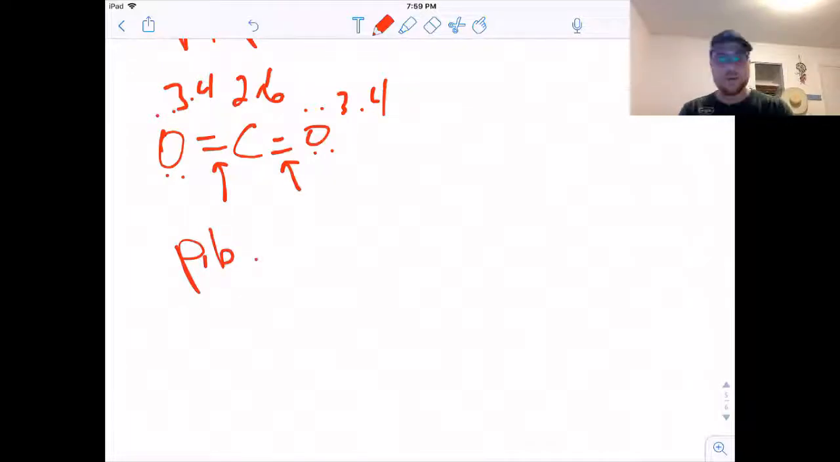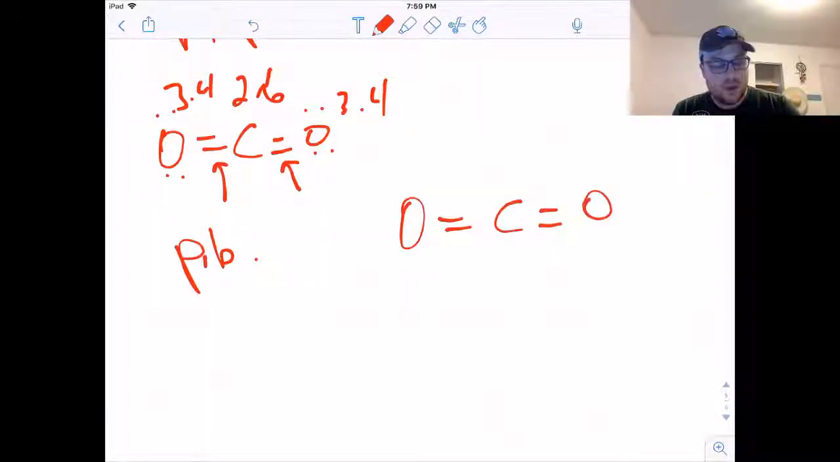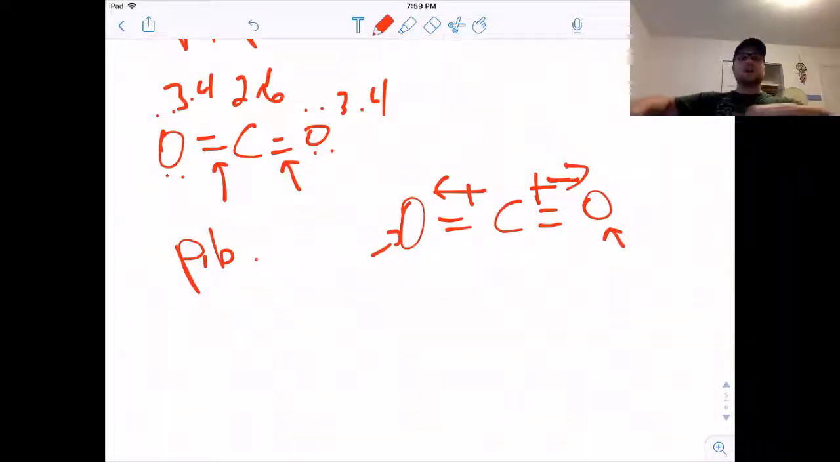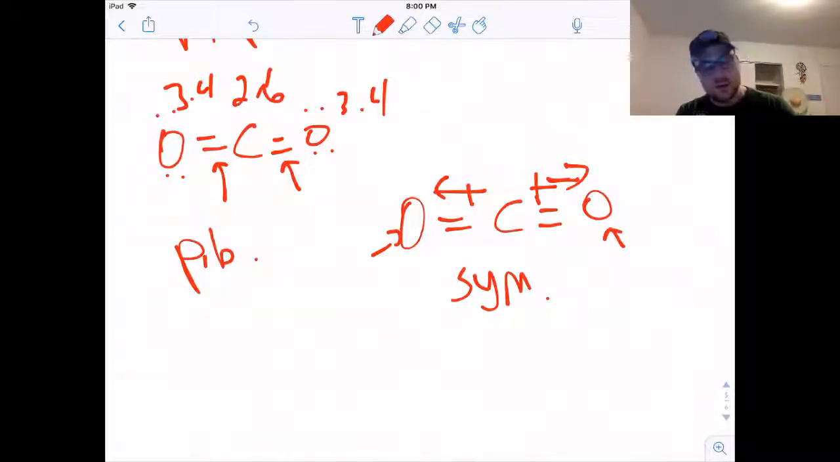However, I'm going to redraw it here, since this oxygen is pulling the electrons towards itself away from carbon, and this oxygen is also pulling the electrons away from carbon towards itself, they're both tugging equally in both directions. So we would say this molecule has symmetry, which means it's a nonpolar molecule.